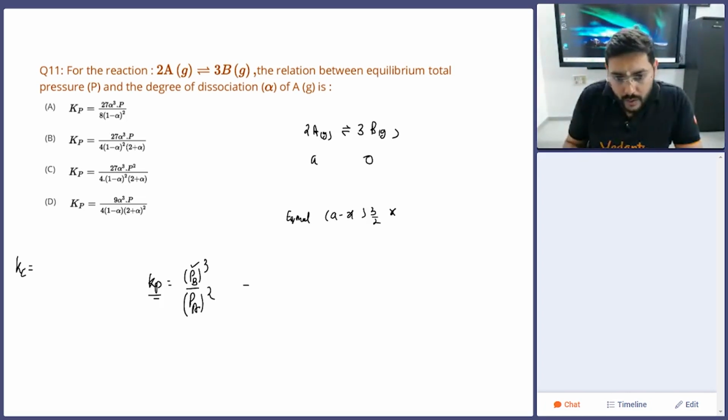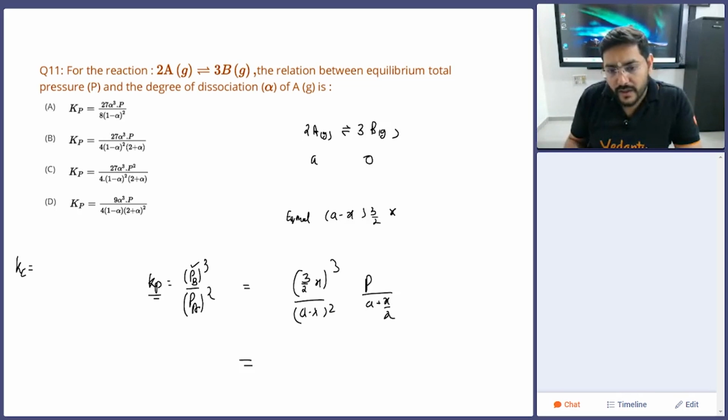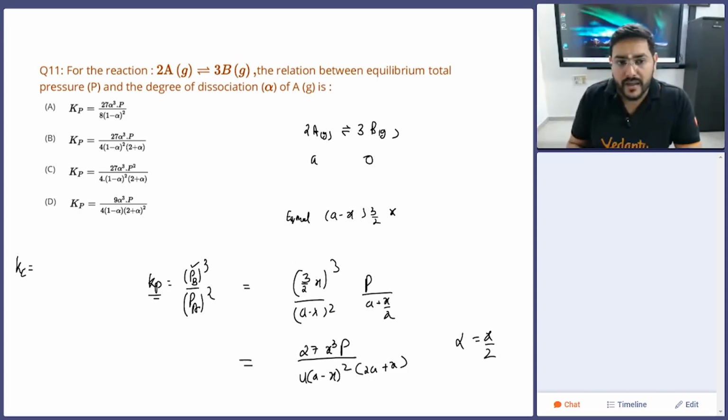So we are going to put the values: (3 by 2 x) raised to the power 3 upon (A minus x) raised to the power 2, with P upon (A plus x by 2). Here basically we are going to get 27 x cube P upon 4 (A minus x) squared and (2A plus x). Here alpha is x by A. So we are going to get 27 alpha cube P upon (1 minus alpha) square (2 plus alpha). So the right answer we are going to get is B.